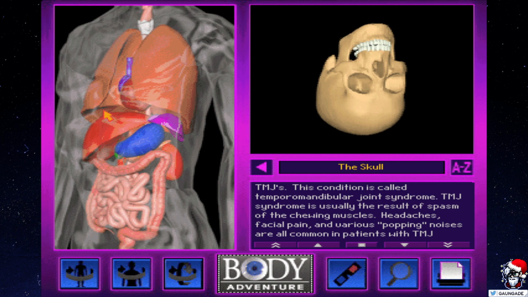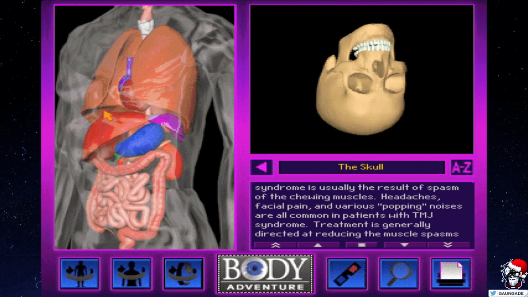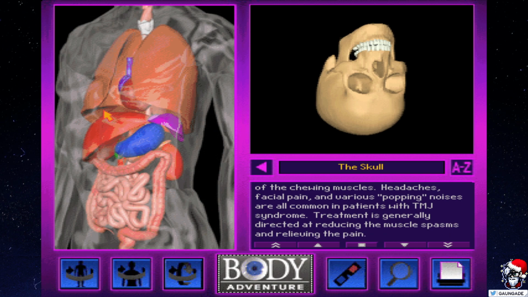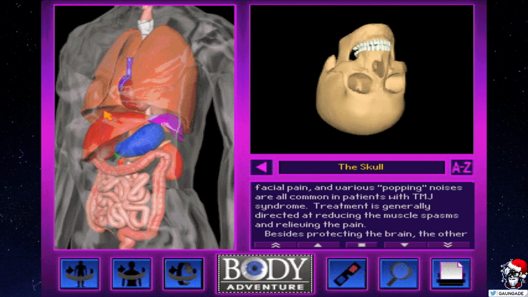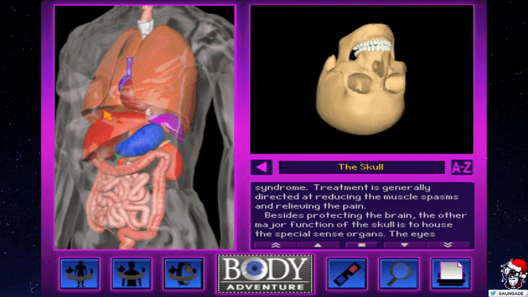TMJ syndrome is usually the result of spasm of the chewing muscles. Headaches, facial pain, and various popping noises are all common in patients with TMJ syndrome. Treatment is generally directed at reducing the muscle spasms and relieving the pain.